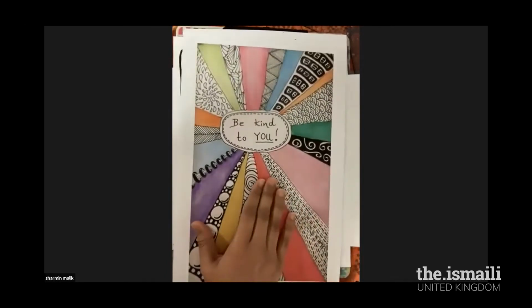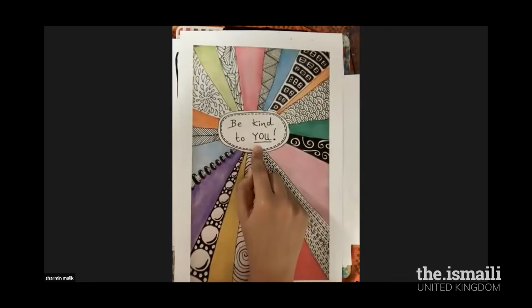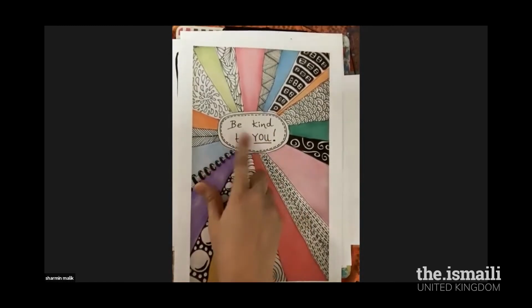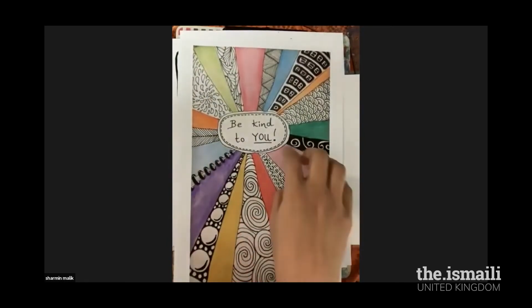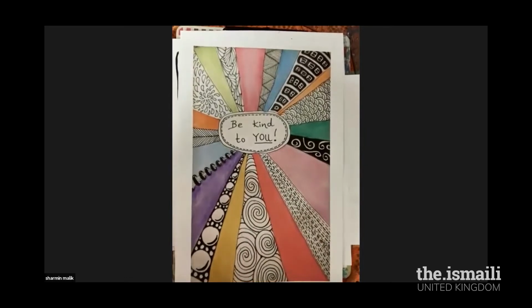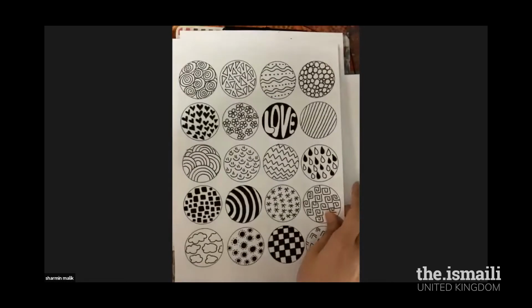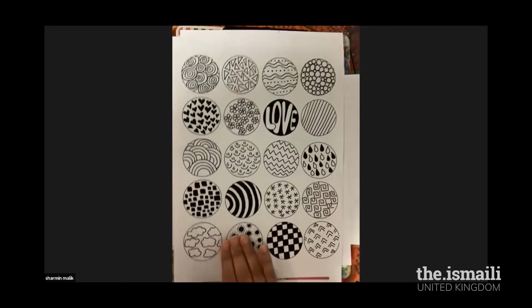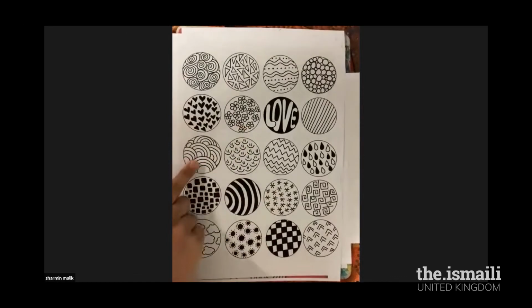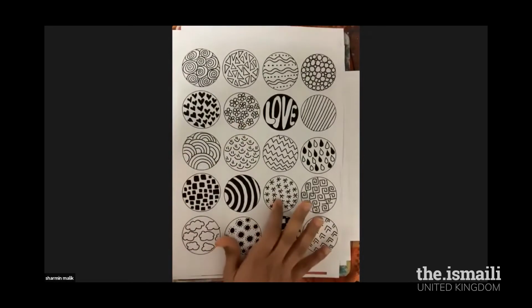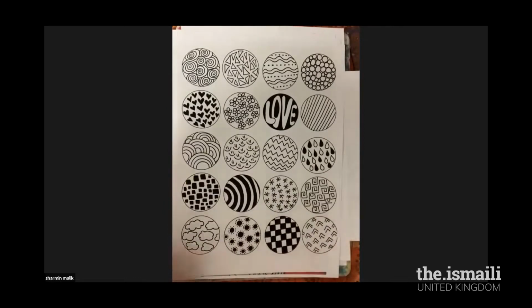There is something like this that you can do. You can write a message that connects with you in the center, like "Be kind to you." Then you divide the rest of the paper into different sections and put different patterns. These patterns could be anything like dots, triangles, curves, lines, whatever comes to your mind. There could be swirls, hearts, flowers, curves, stars, snowflakes, whatever you feel like. So that is all about Zentangle.